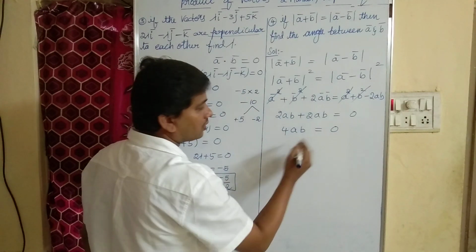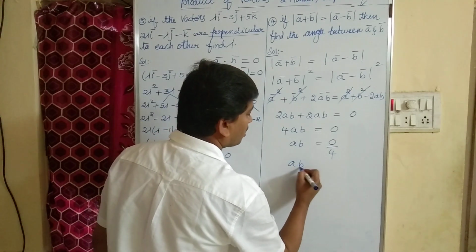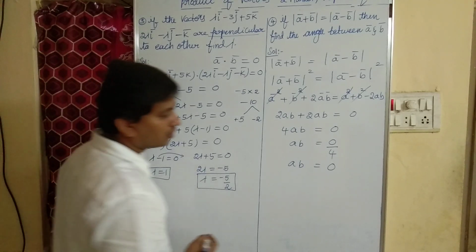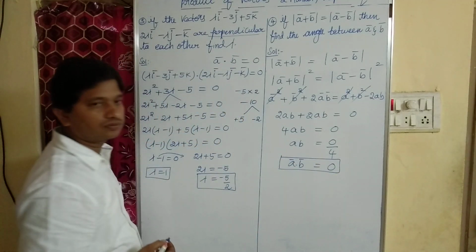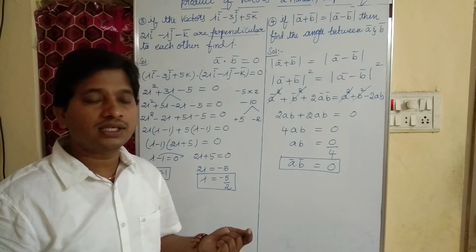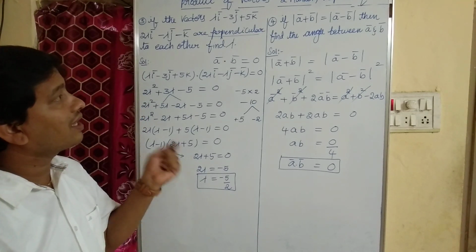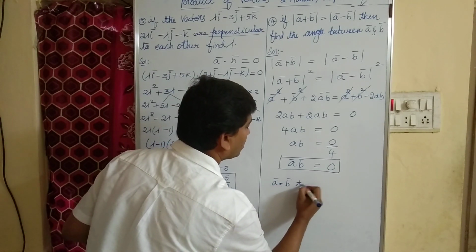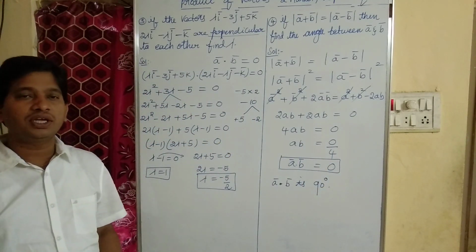As 4 is multiplying, transposing, a bar dot b bar equals 0 by 4. So a bar dot b bar equals 0 by 4, nothing but 0. I mean what we got is the dot product of a bar and b bar equal to 0. When we say that the dot product is 0, they are perpendicular. Perpendicular is nothing but the angle between them is 90 degrees. They are asking to find the angle between a bar and b bar. Therefore, the angle between a bar and b bar is 90 degrees.